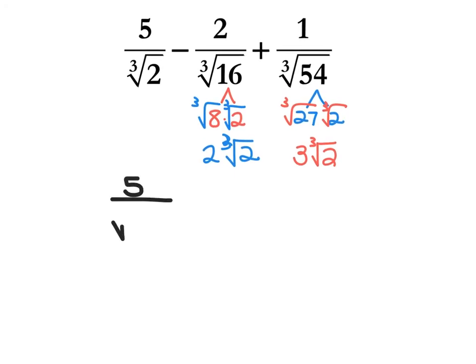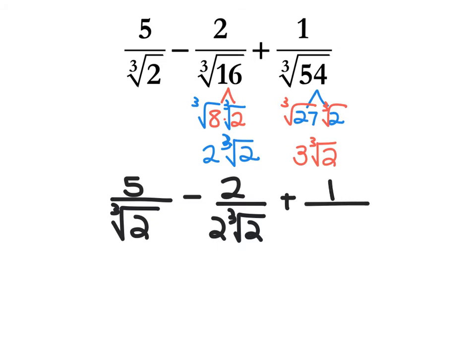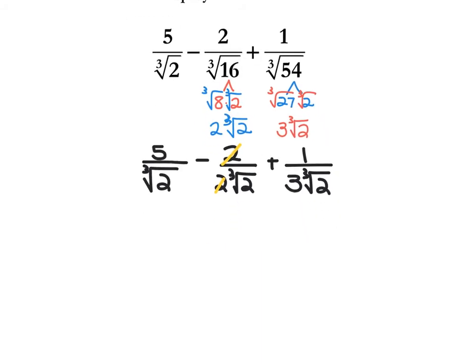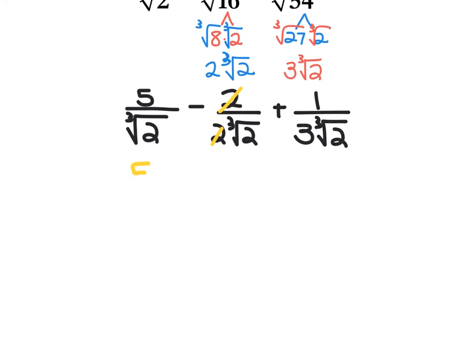5 over the cube root of 2 minus 2 over 2 cube root 2 plus 1 over 3 times the cube root of 2. Now, in the second fraction, those 2's can cancel. Just a little FYI. So I'm going to rewrite this again without that numerator of a 2.